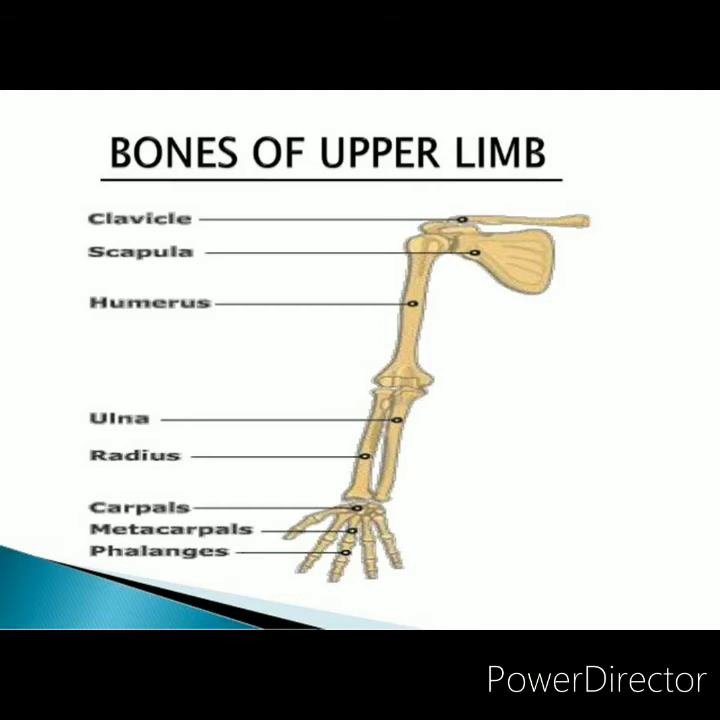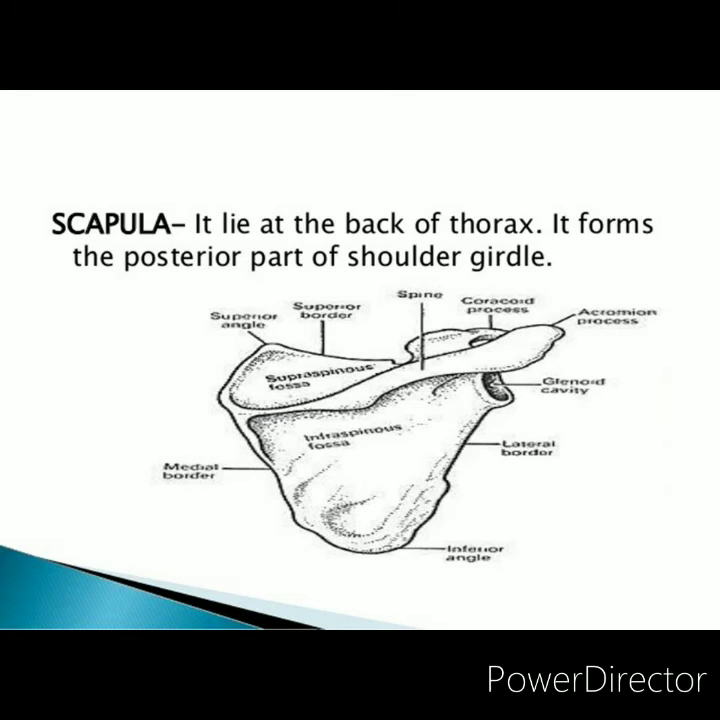Next you can find the hand: carpals, metacarpals and the phalanges. Phalanges are the fingers, and metacarpals and carpals you can find in the palm of a hand. Okay, so this is a clear picture of the scapula. It is the shoulder joint. It lies at the back of the thorax. Thorax you have already known. It forms the posterior part of the shoulder girdle. A clear picture is given of the scapula.